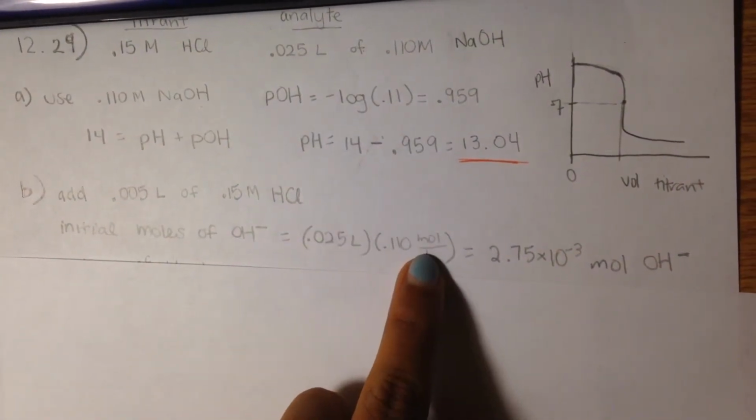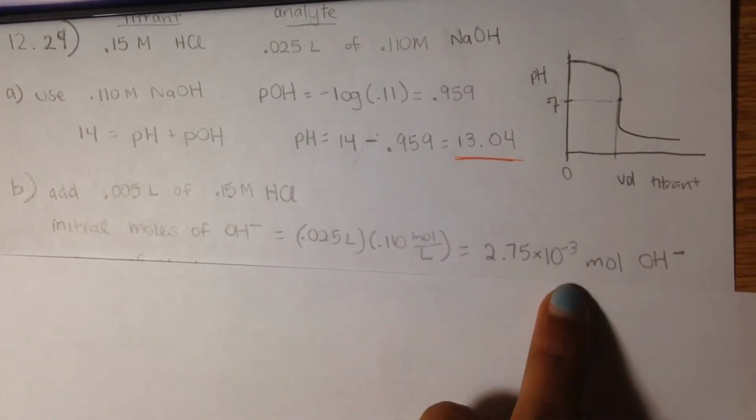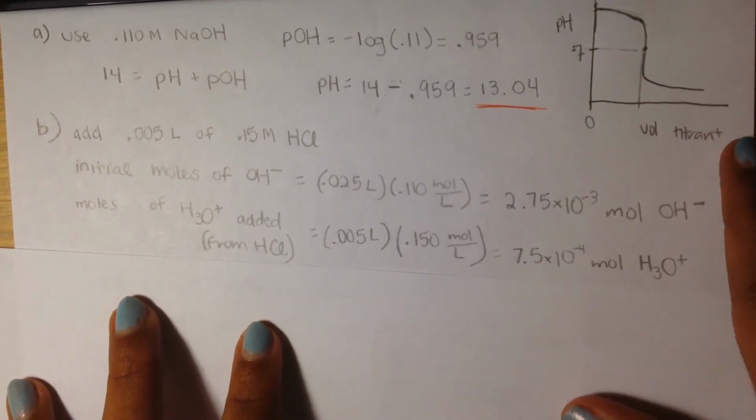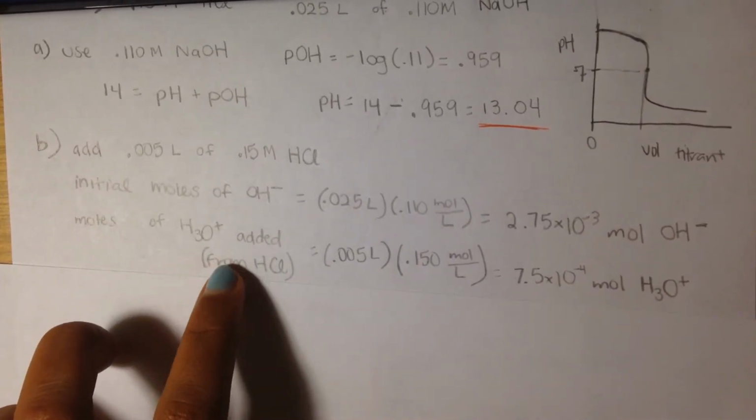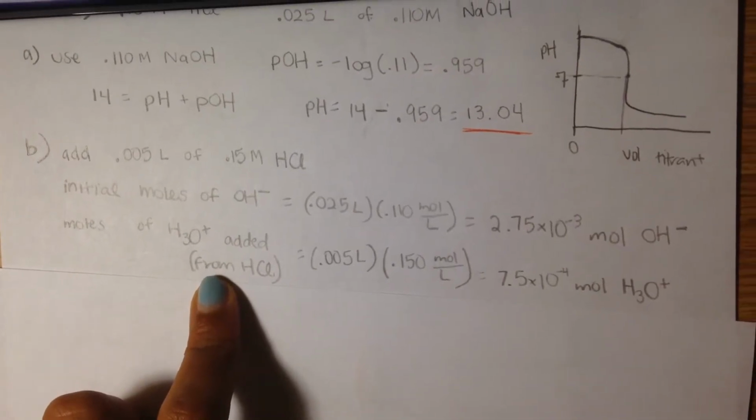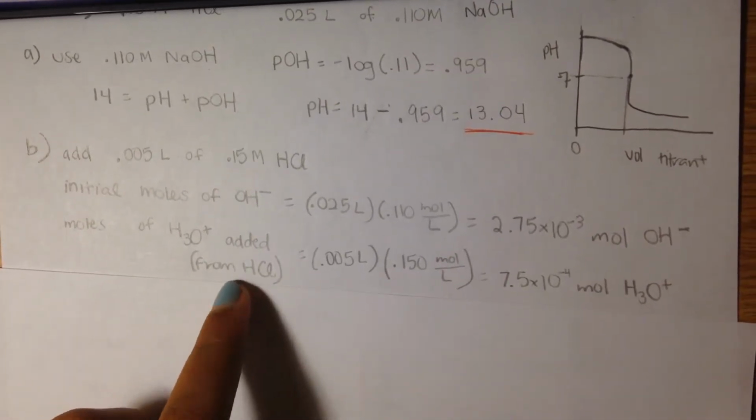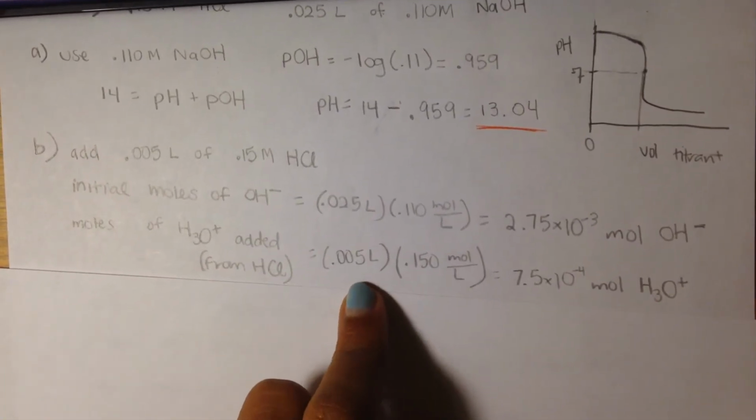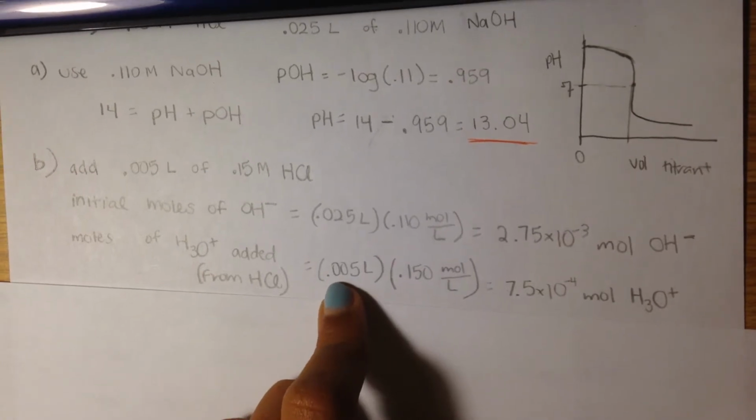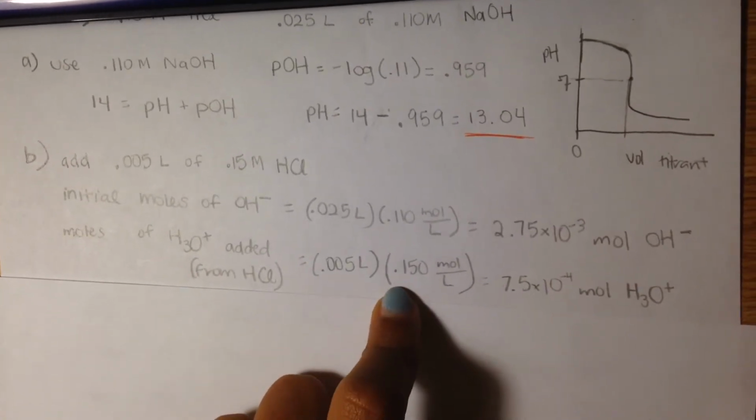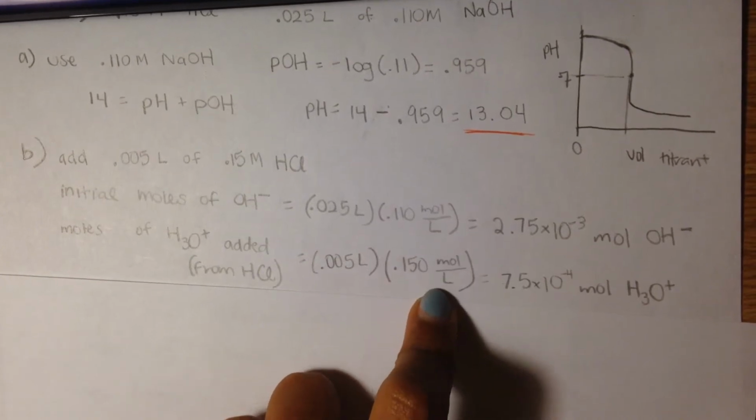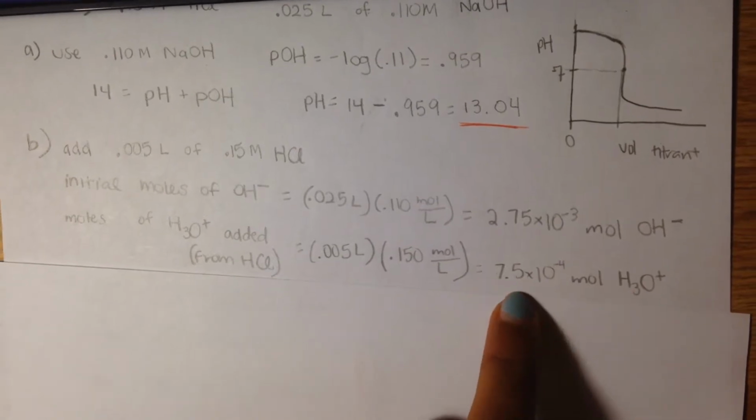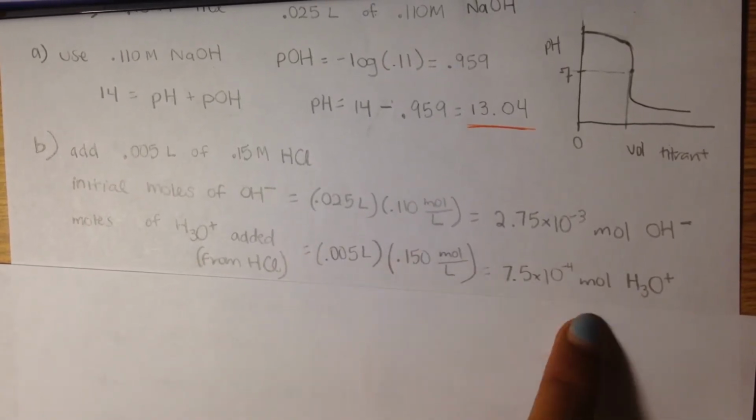So the liters cancel out, which leaves you with the moles of OH minus. And then the moles of H3O plus added, you can calculate that from the HCl, which is basically the acid that you add at this step. To do that, you do a similar calculation with 0.005 liters times 0.15 molarity to figure out the moles of H3O plus. Because the liters cancel out, that leaves you with the moles.